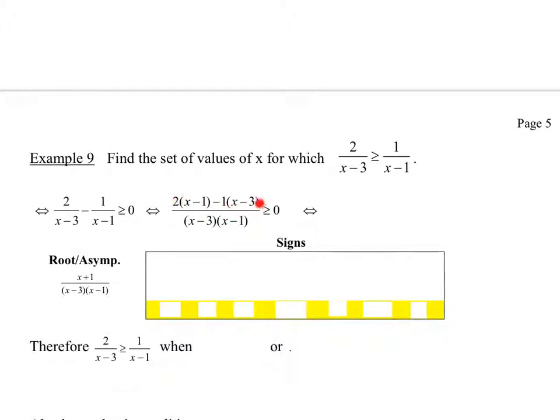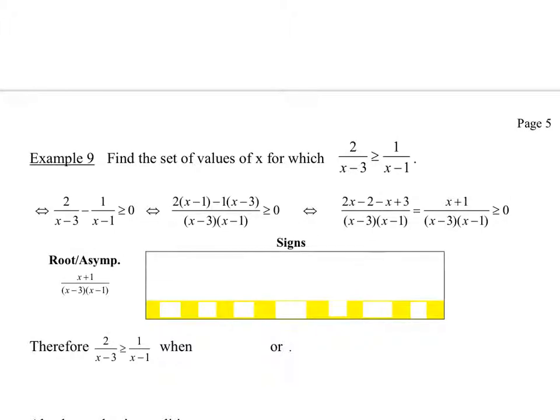The next step is going to be to try and simplify this thing on the top. If you do that, you're multiplying out the brackets. We're going to get 2x minus 2 minus x plus 3 on the top. If you simplify that a little bit, that's going to give us x plus 1 over x minus 3 times x minus 1, and that had to be bigger than or equal to 0. So effectively, we've turned this expression into this expression, just by combining the two fractions together.